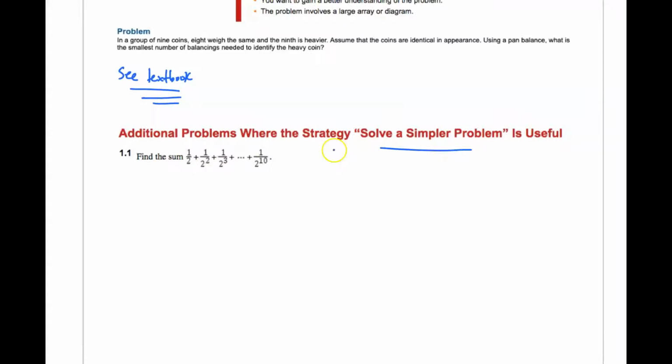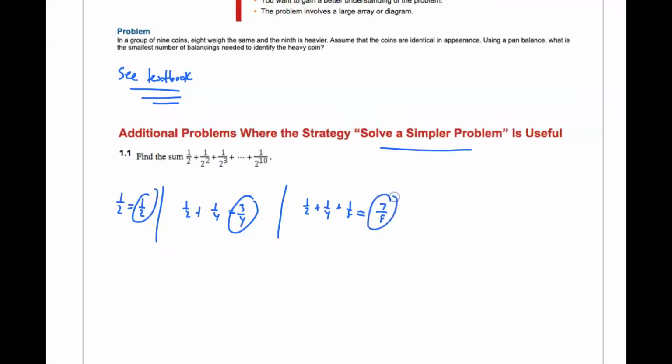To find that, you say, well, I know 1/2 equals 1/2, right? And the next one out of that pattern is 1/2 plus 1/4, which equals 3/4. So that becomes the important number, the sum. Let's continue to another one, 1/2 plus 1/4 plus 1/8. And we continue with that. Your answer is going to be 7/8.